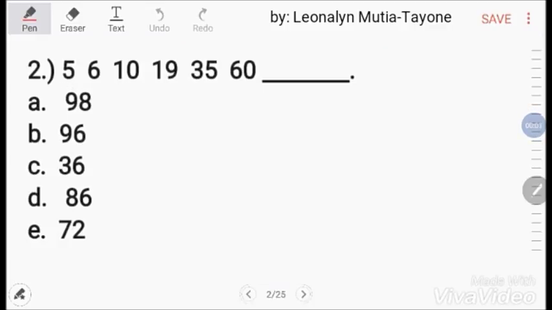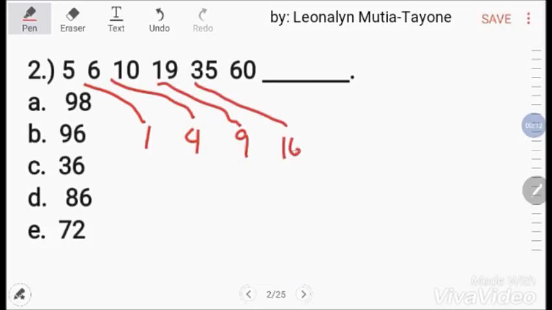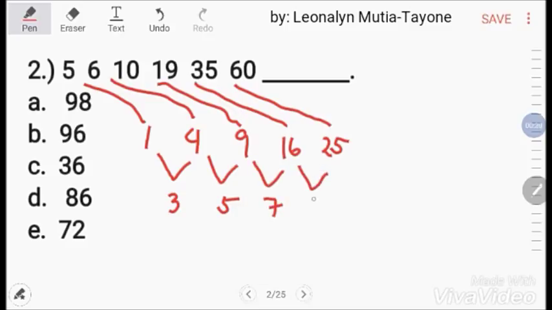Number 2. Kunin natin ang difference nito sa magkasunod. 1, ang next ay 4, next ay 9. So, tingnan natin kung mayroon bang obvious na pattern. Wala pa masyado. Kunin ulit natin ang difference dito. This is 3, 5, this is 7, and this is 9. So, mas klaro na ang difference dito.